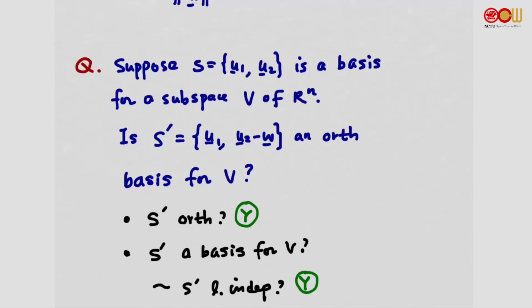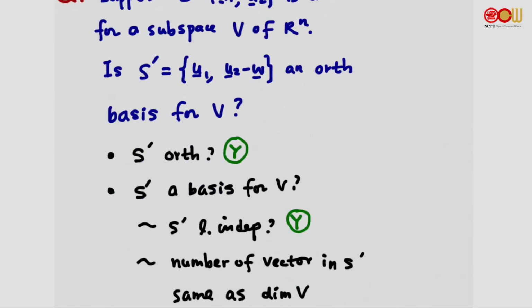And to show S prime is a basis, there are a couple of ways to do it. For example, in this case, the number of vectors in S prime is the same as the dimension of V. It's linearly independent, and the number of vectors in S prime is the same as the dimension of V, so S prime is a basis.